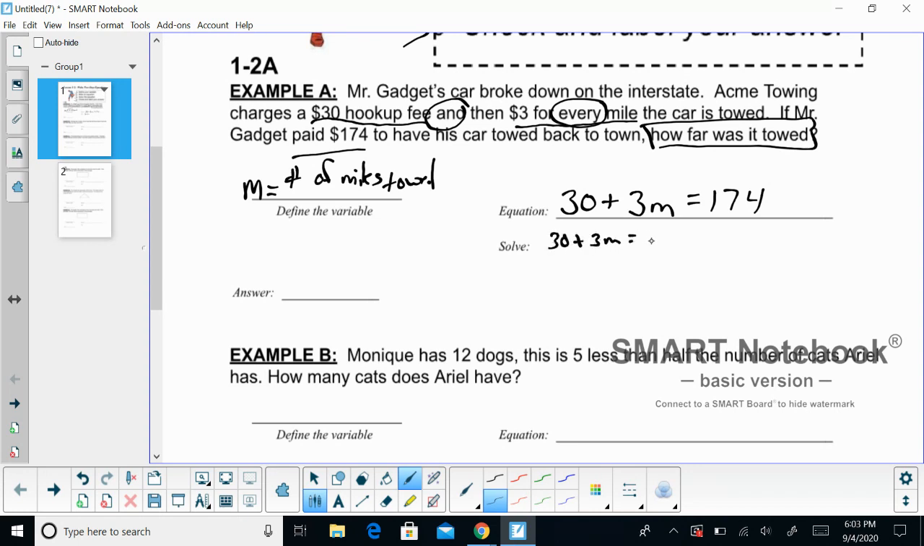So what's the first thing I'm going to do to solve this equation? Well, the first thing I would have to do is get my variable by itself. So to do that, we're going to subtract 30. So 3m equals 174 minus 30 is 144. Now we need to divide by 3. And when we divide by 3, we get m equals 48.